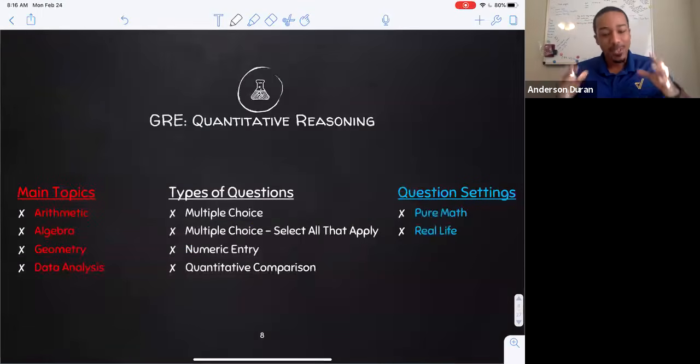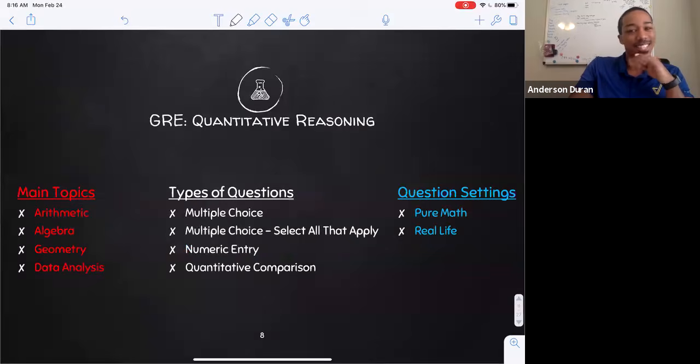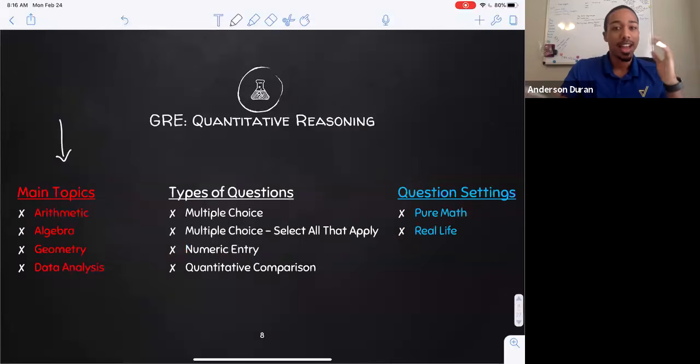Participating, everybody. Let's go ahead and talk about the GRE quantitative reasoning section, because there are four main mathematical topics right over here on the left. We have arithmetic, algebra, geometry, and data analysis. Those are the four main topics, and I'm going to dive into those a little more deeply with the practice that we do.